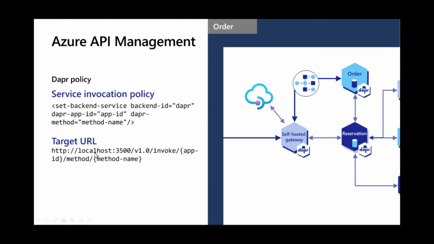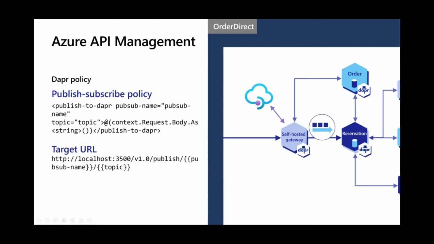So localhost and the default port of the sidecar we use, this will be translated into the invoke to the app and the method. And I used it to create the order API. I wanted to show you also the publish and subscribe policy, which is the second transformation policy you can use with Azure API Management. So I thought about a potential use case.